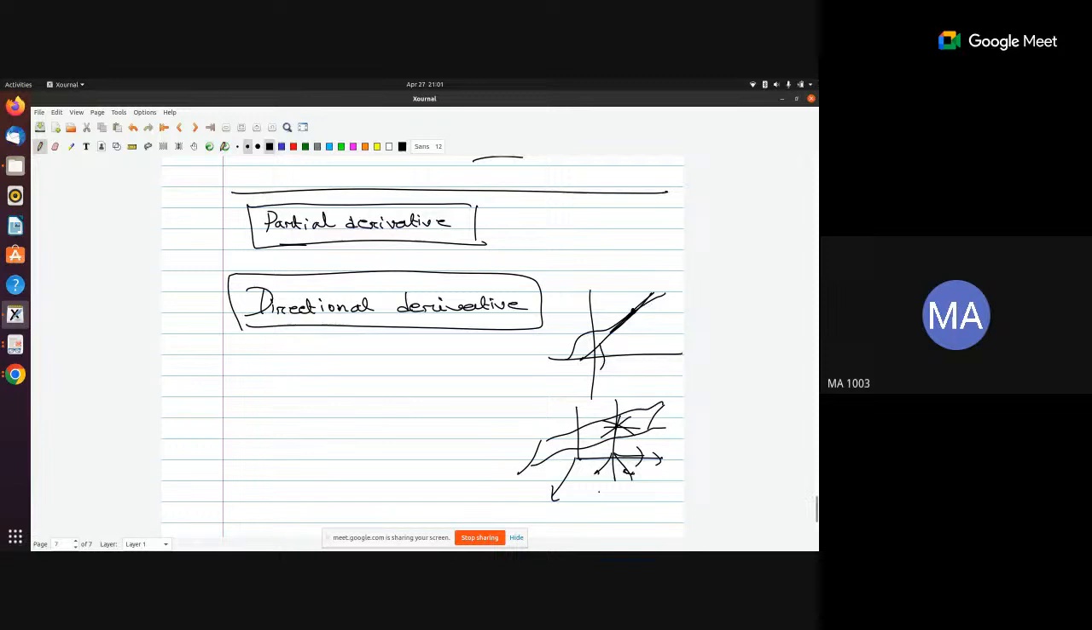On that, the direction of the tangent will be fixed. So at different directions, we will get different tangents, right? So our directional derivative will change. That is why the concept of directional derivative comes in multivariable, not in one variable. Is it clear?